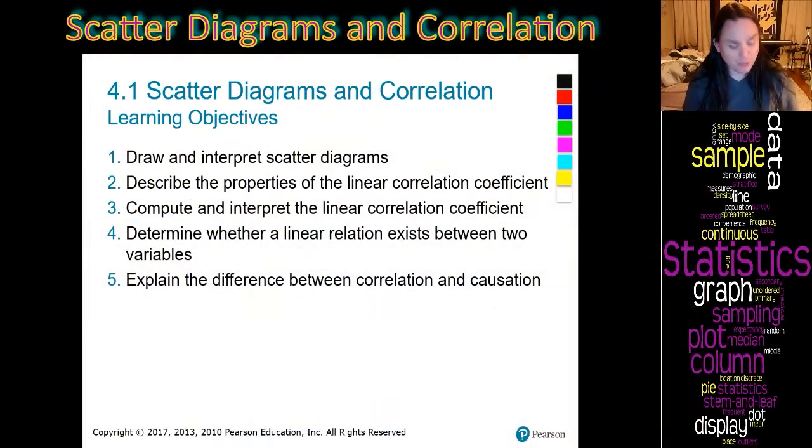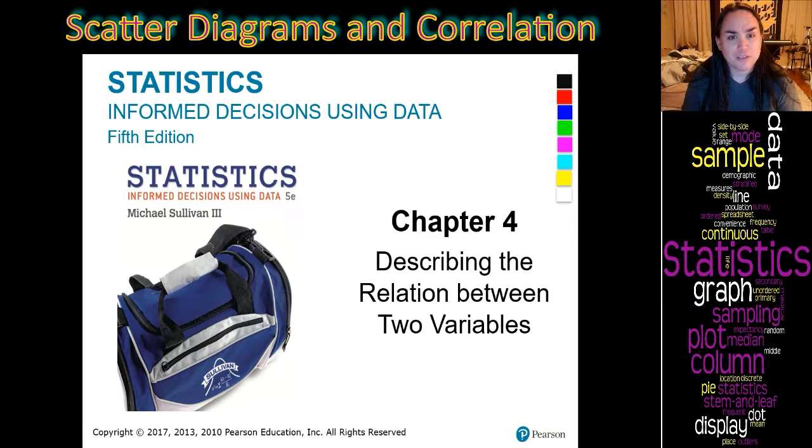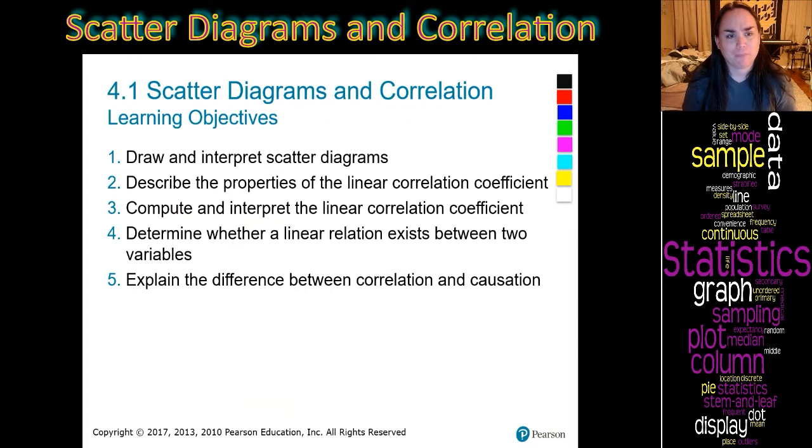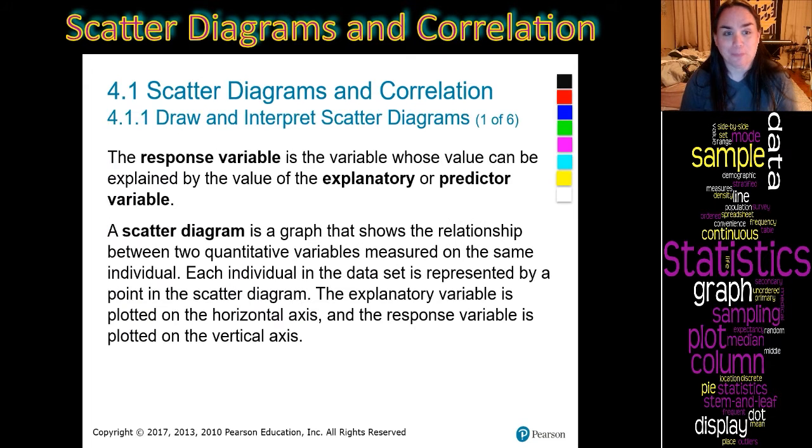Let's get into chapter 4, section 1. This is from your Statistics: Informed Decisions Using Data, 5th edition by Michael Sullivan III textbook. So we're going to draw and interpret scatter diagrams, describe the properties of the linear correlation coefficient, you know that is the R value, compute and interpret the linear correlation coefficient, determine whether a linear relation exists between two variables, and explain the difference between correlation and causation. All of these things you did in Algebra 1, but let's review it anyway.